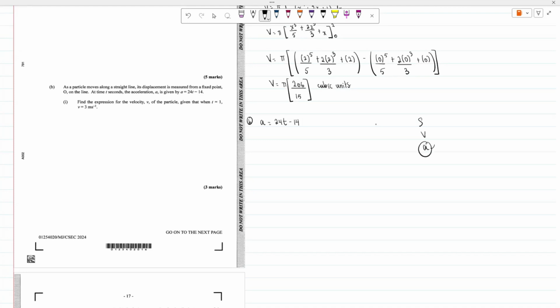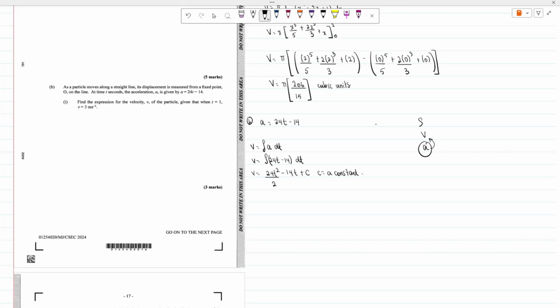If I have acceleration and I want velocity, I'll have to integrate. So v is equal to the integral of a with respect to t. So v is equal to the integral of 24t minus 14 with respect to t. v is equal to 24t squared on 2 minus 14t plus c, where c is a constant.